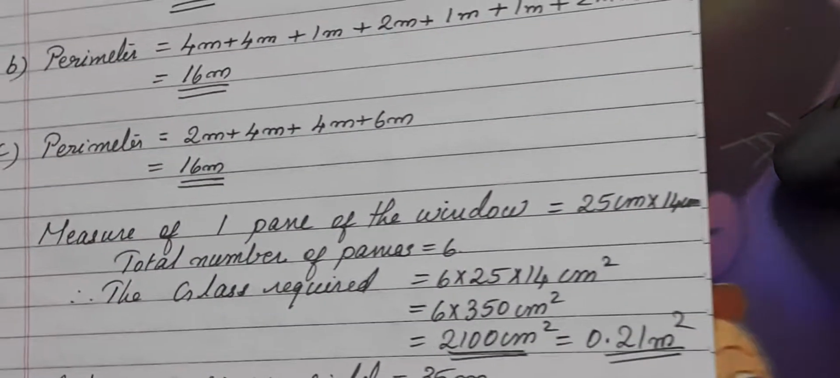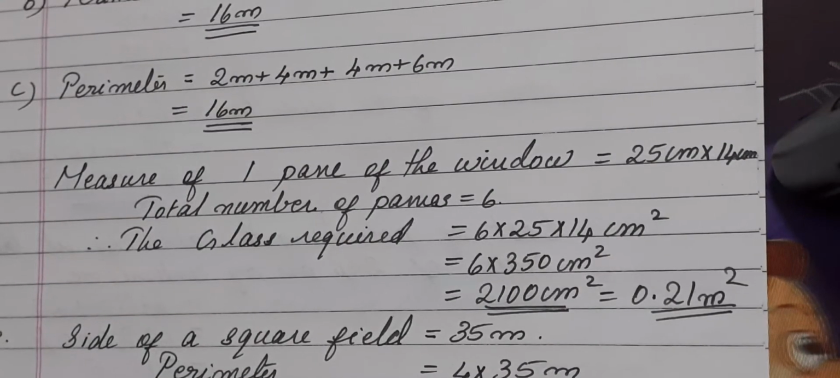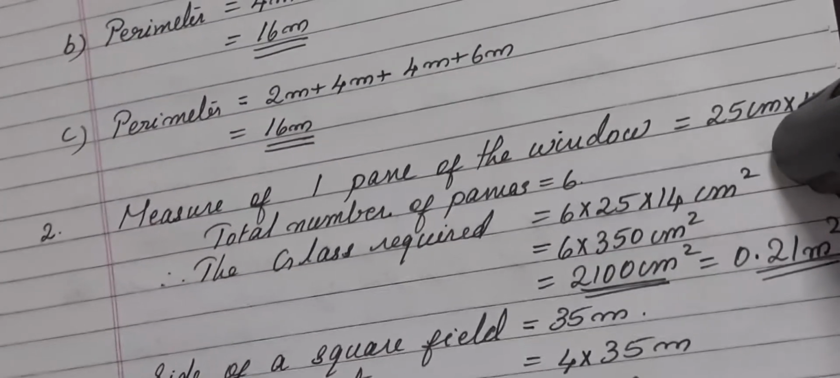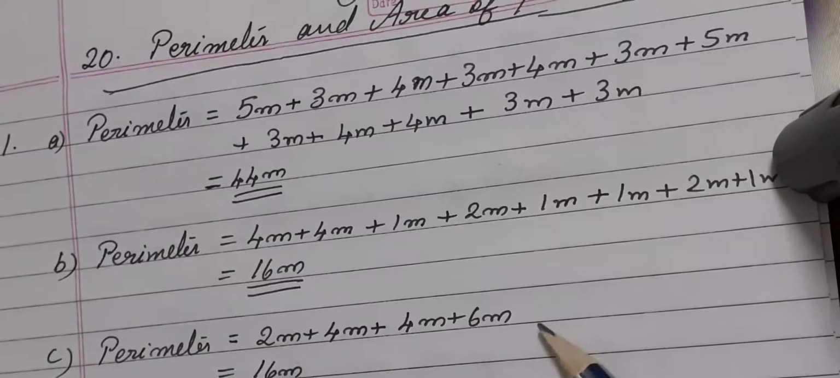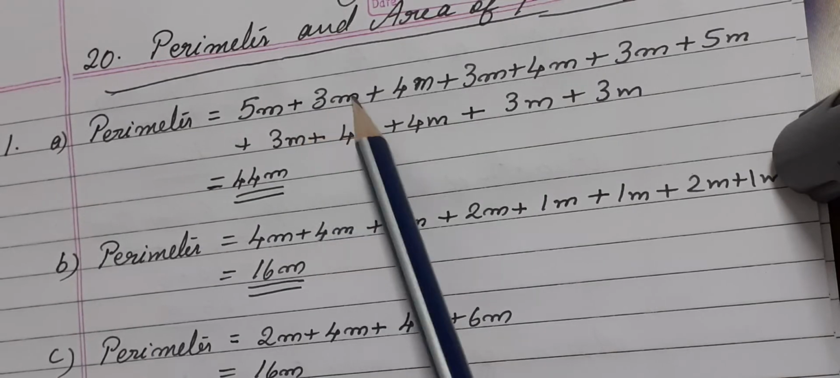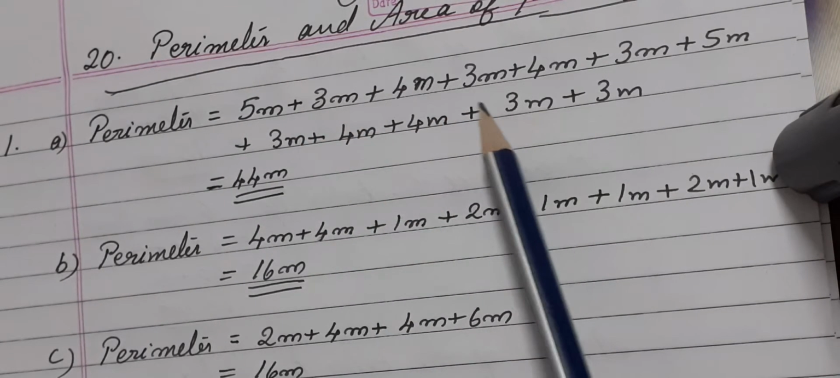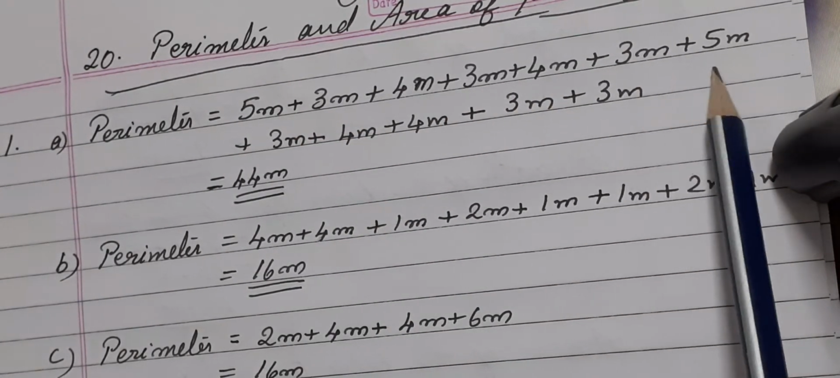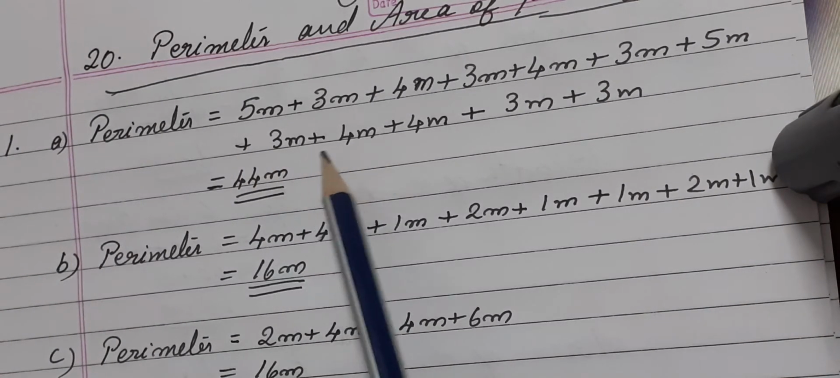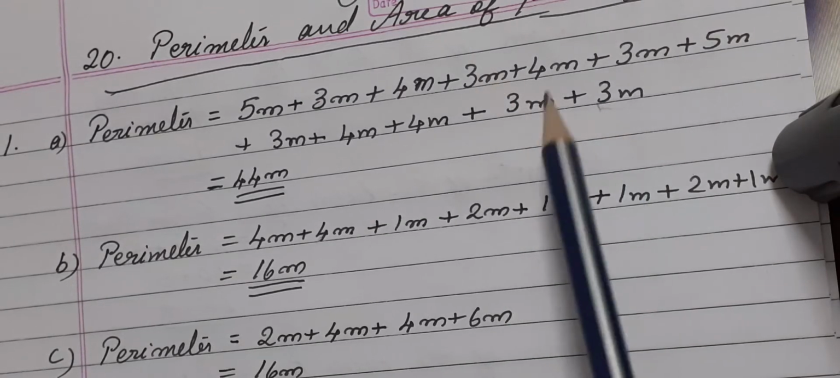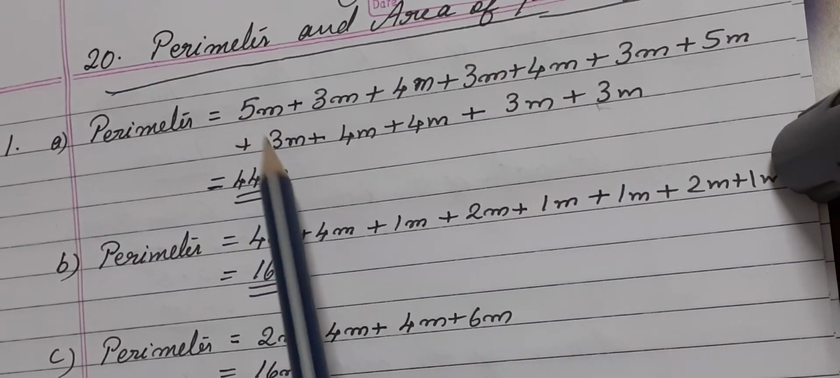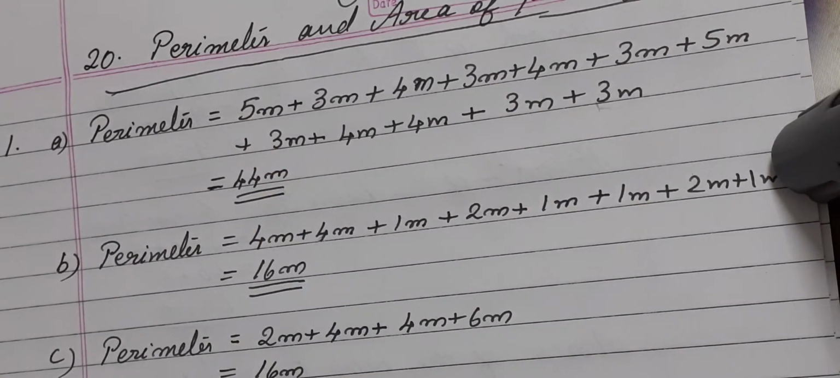Okay. So here I have already done these questions and kept them. You just look and solve. Okay, so first one, perimeter, all the sides you have to list out. So 5 meter plus 3 meter plus 4 meter plus 3 meter plus 4 meter plus 3 meter plus 5 meter plus 3 meter plus 4 meter plus 4 meter plus 3 meter plus 3 meter. Like this you have to write the step. Okay, so add that, you will get 44 meter.